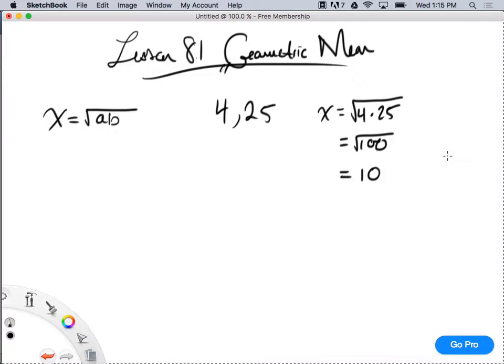So that's pretty simple. So go ahead and find the geometric mean of 3 and 27. Go ahead and do that now. So it's 3 as a and 27 is b. Yep. We did 3 times... Oh, I know what I did.